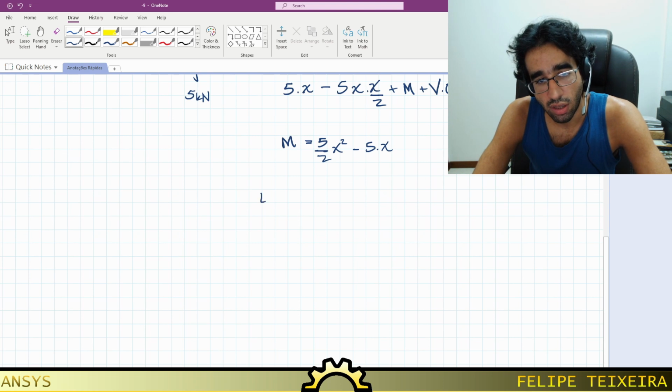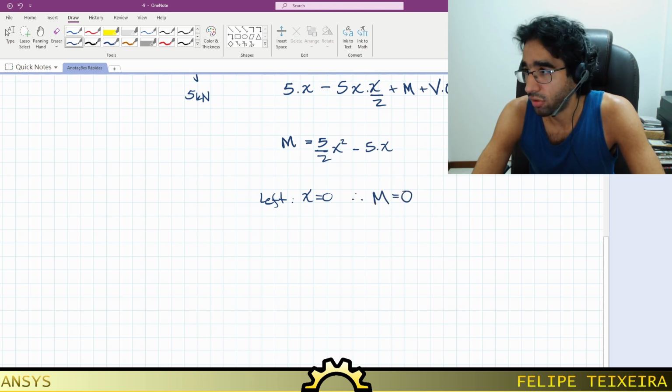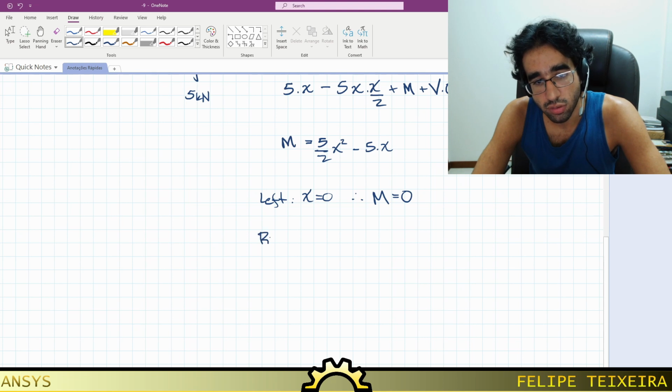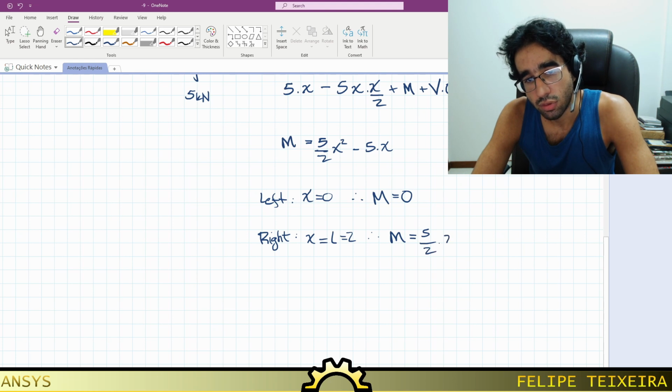So first of all, left support, x is equal to 0. Well, if x is equal to 0, then m is also equal to 0. x multiplies both terms. Next, we have the right support. At the right support, we have x equals L, which is 2. So we're going to have m equal to 5 over 2 times 2 squared minus 5 times 2. So this cancels out. Here we have 10. Here we have minus 10.